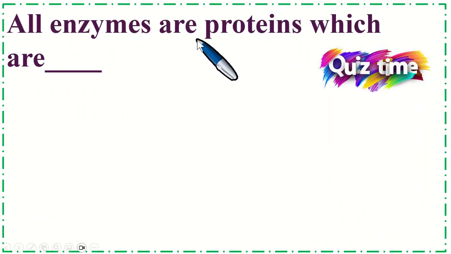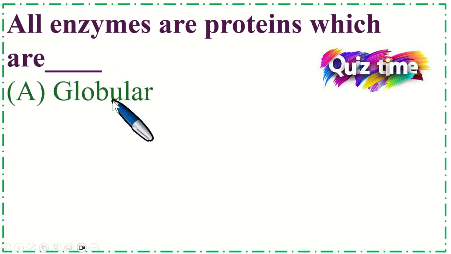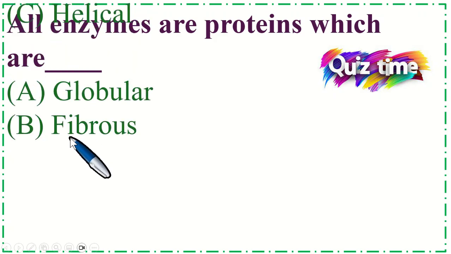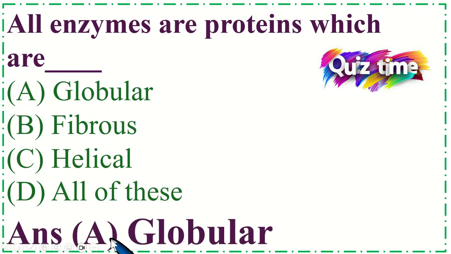All enzymes are proteins which are dash. Option A globular, B fibrous, C helical, D all of these. Correct option is A globular.